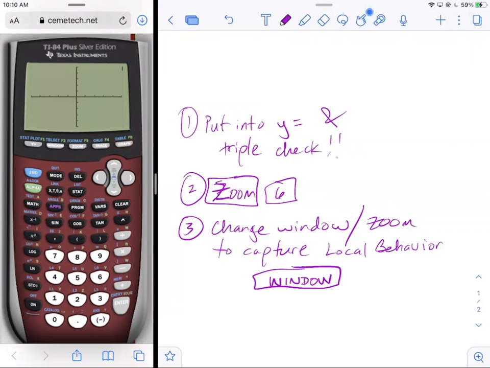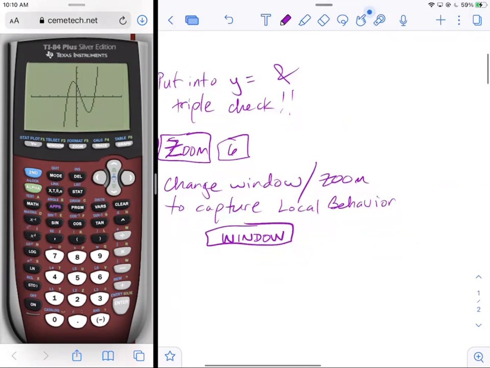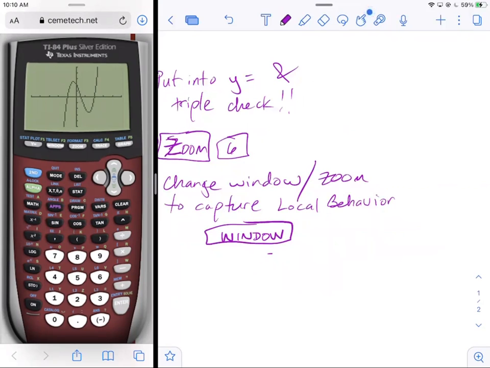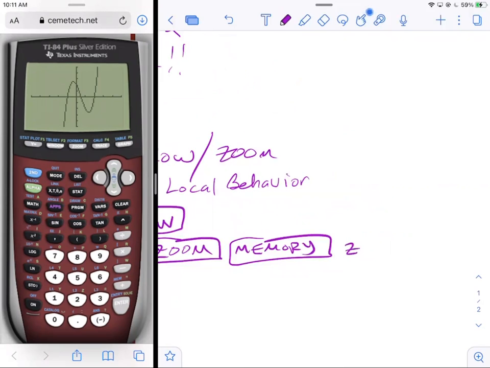Now hit graph, and you're like, oh yeah, there it is. I zoomed in, essentially, right? I zoomed in. I still see the local behavior. What else could we do? Well, let me show you another option. If you hit zoom, memory, you could do previous.